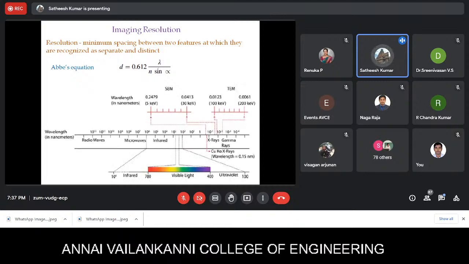If you look at the entire wavelength spectrum, we have light somewhere here ranging from 400 to 780 nanometers, whereas electrons have wavelengths much lesser than that of visible light. Since we have a much lesser wavelength for the electron beam compared to visible light, this is going to give you a much higher resolution than light optical microscopy.